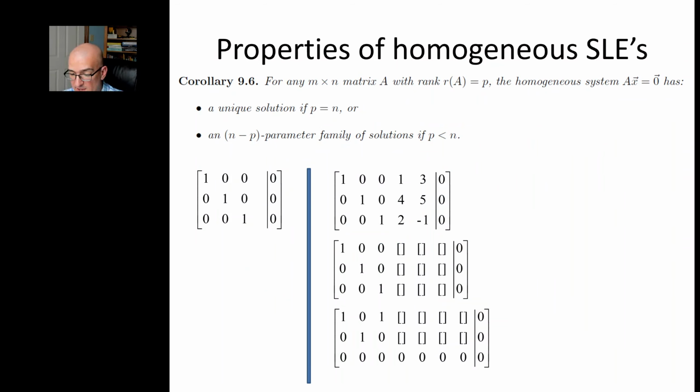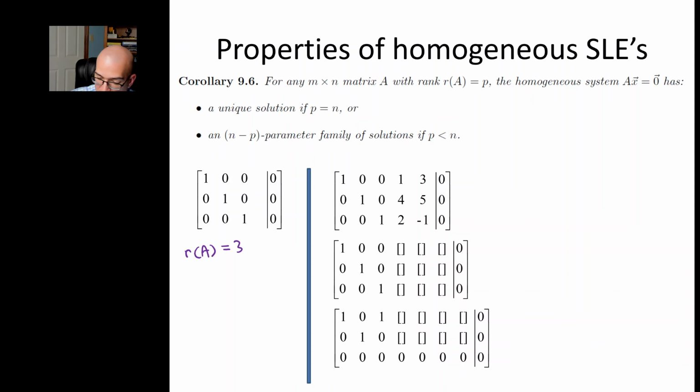So we have an n by n matrix with rank A. We're told that it's homogeneous, and we can classify it as having a unique solution if that rank is equal to the number of columns, and it'll have a family with n minus p parameters if that rank is less than the number of columns. So if any of the columns are missing a leading one. So an example on the left-hand side is if the rank of A equals the number of columns.